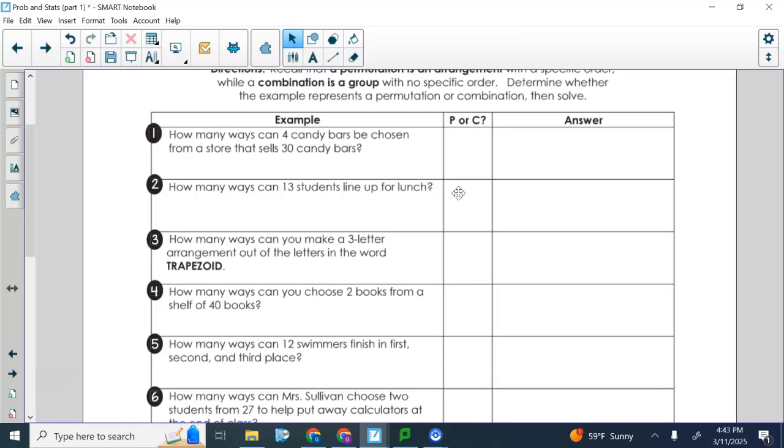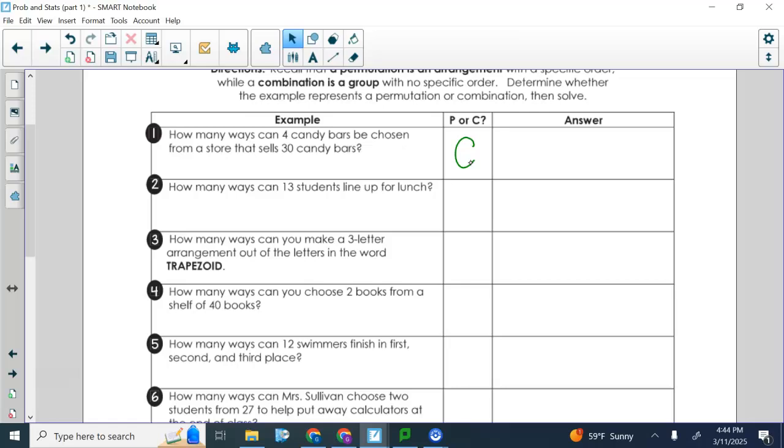So like for this first one, you're choosing 4 candy bars from a store that sells 30. Does it matter if I choose the Twizzlers first and then the Hershey's, or I'm just choosing 4? So think about if the order would matter on that one. The order would not matter. So that would be the combination.